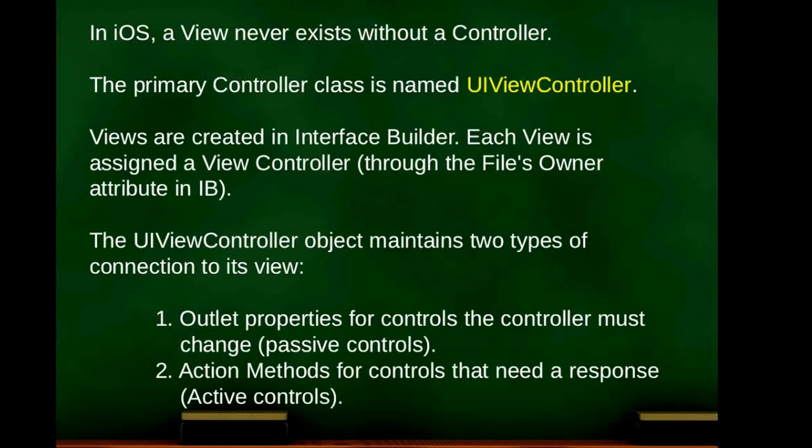So in iOS, if we're talking about views and controllers first, a view will never exist without a controller. There is no way to make, well, there is, but a view really never exists without a controller. The primary controller class is named UIViewController. Now, UIViewController has several subclasses that we'll be talking about throughout the course. But a basic UIViewController class is made to handle interactions with a view.